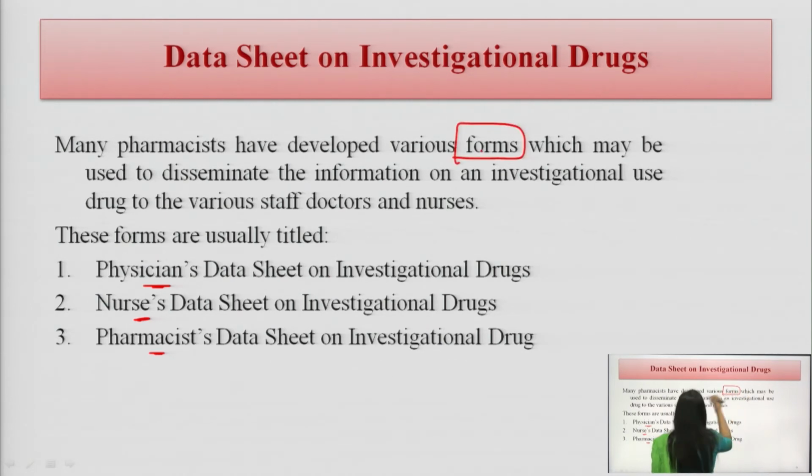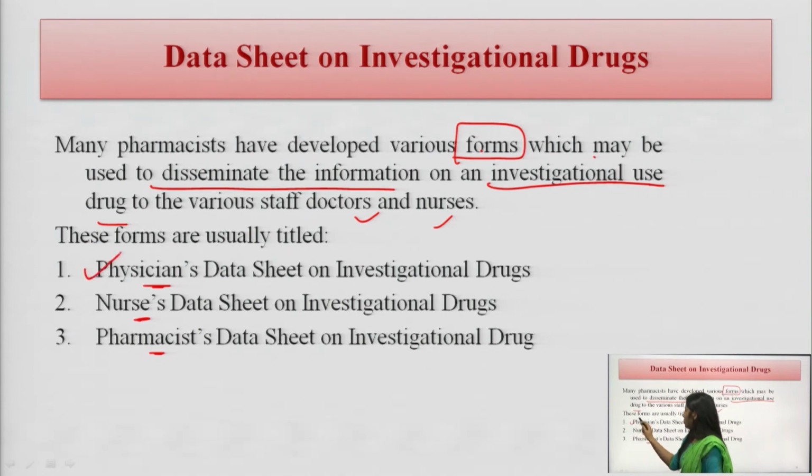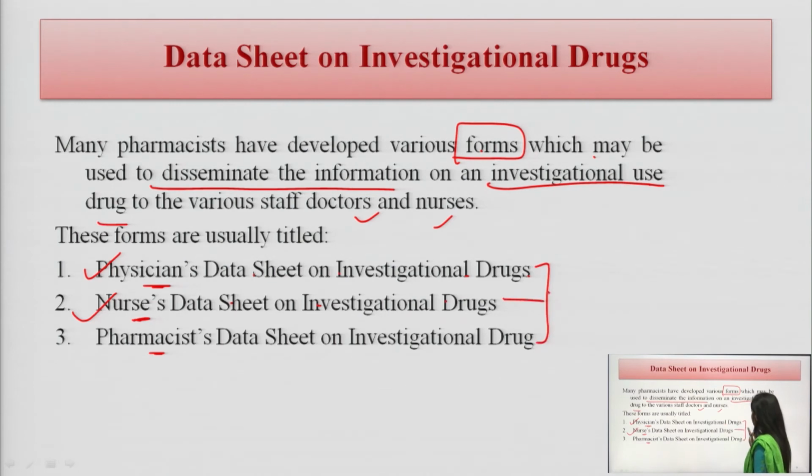These forms are data sheets, of course, which may be used to disseminate the information written about the new drug, which we are calling the investigational use of drugs, to various staff, doctors and nurses. What are these forms? These forms are titled on the basis of where we are getting the information. One is a physician's data sheet on investigational drugs. Another is a nurse data sheet on investigational drugs, as they all are part of the research.